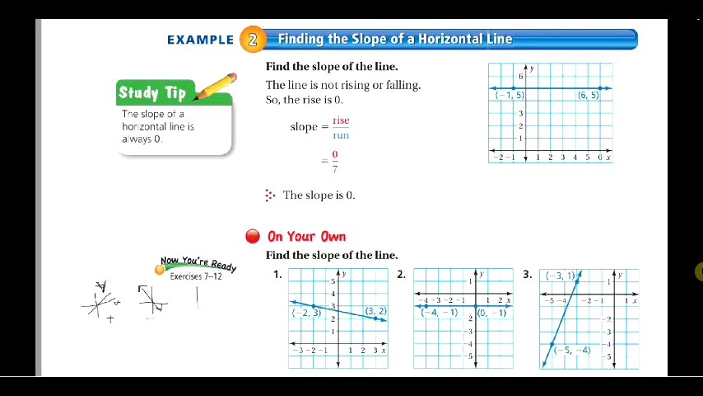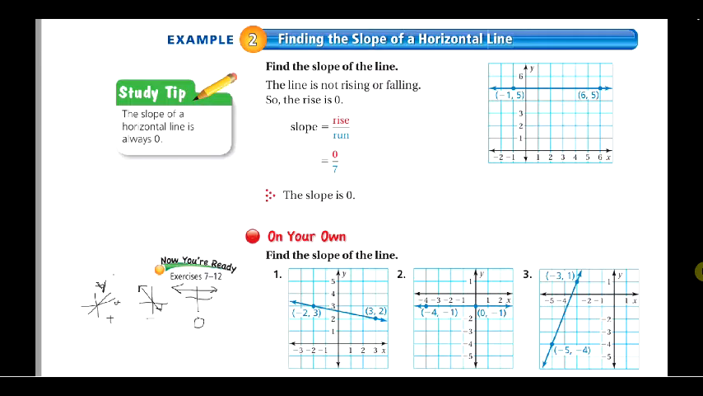And then if we have a horizontal line, the slope is neither positive nor negative, but the slope is 0. That's essentially what's going on here. Slope of a horizontal line is always 0. Do you see that?